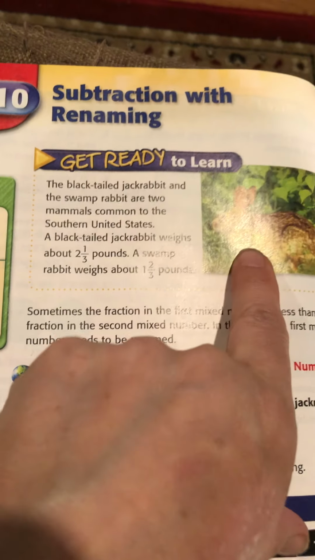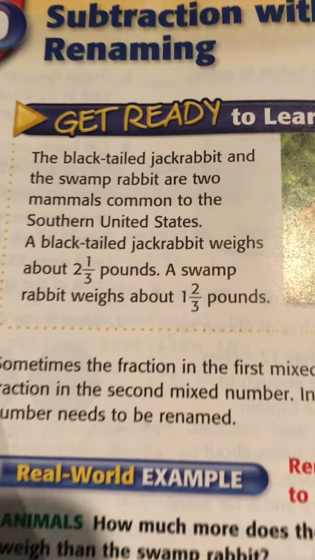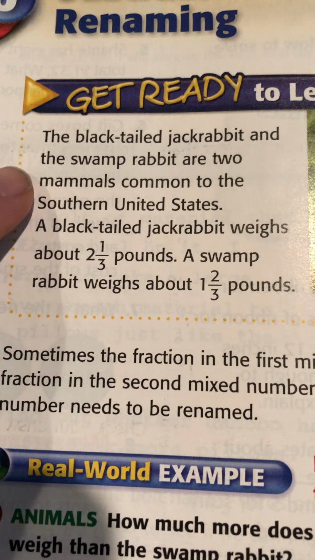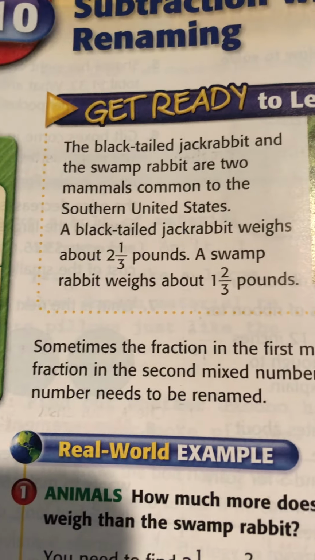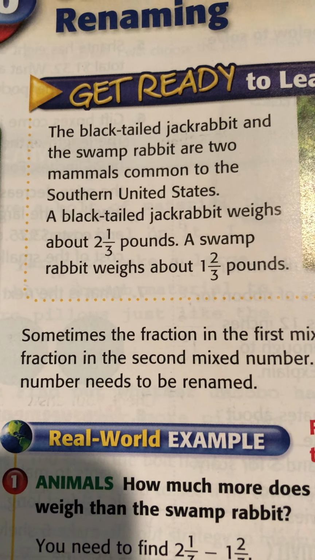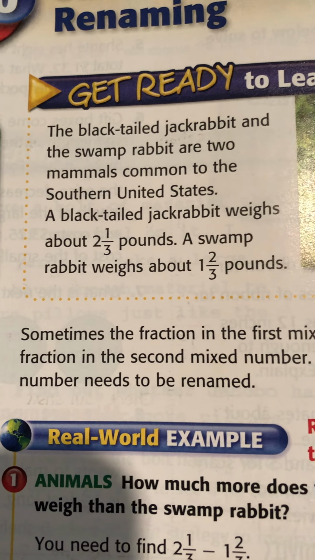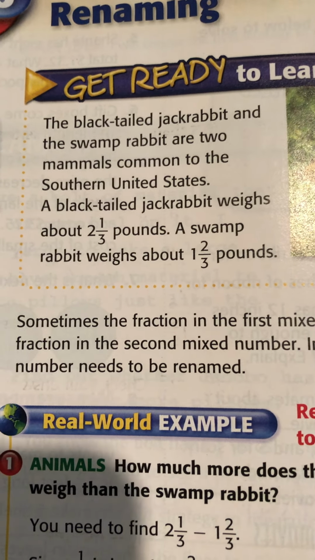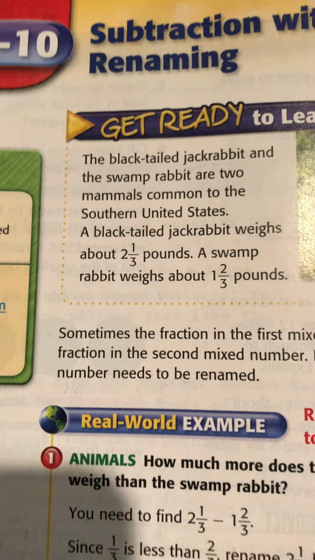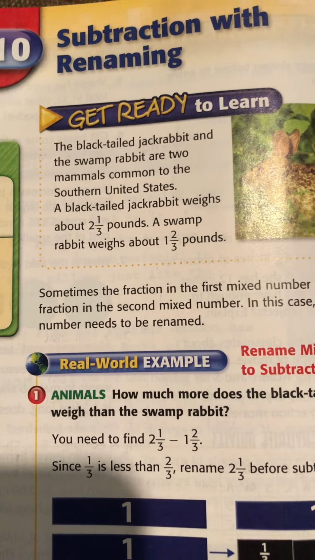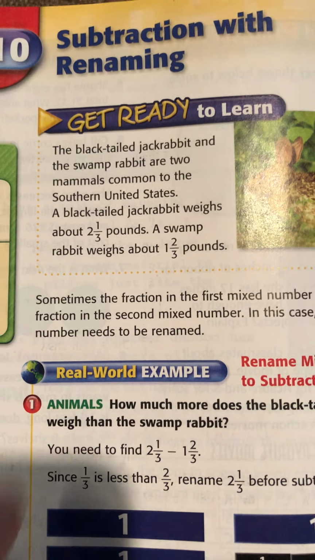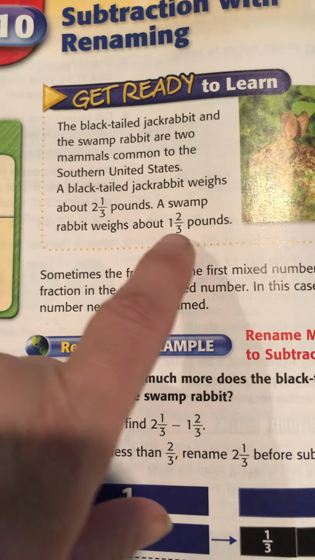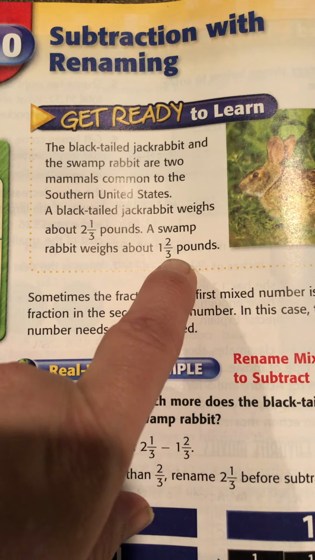So this picture is a jackrabbit. It talks about a jackrabbit and a swamp rabbit, 2 mammals common to the southern United States. The jackrabbit weighs 2 1/3 pounds. The swamp rabbit weighs 1 2/3. And we are trying to see what's the difference between the two. So I'm going to take 2 1/3 and subtract 1 2/3 from it.